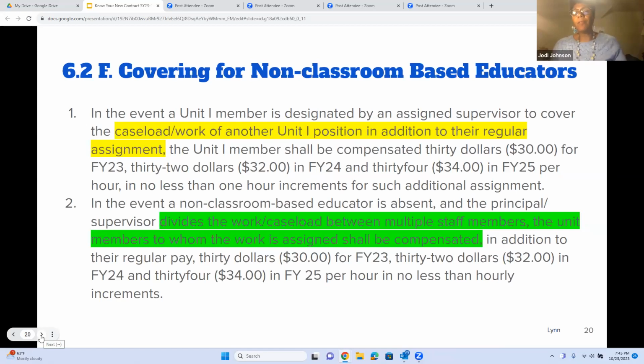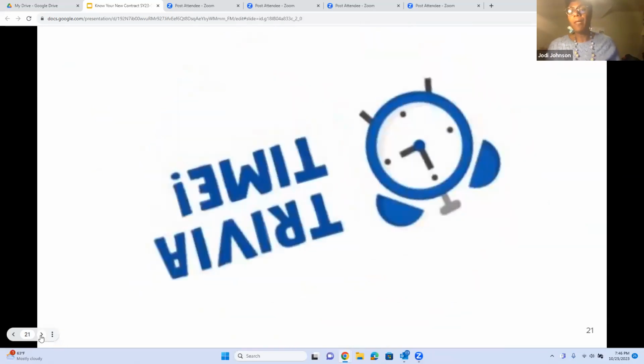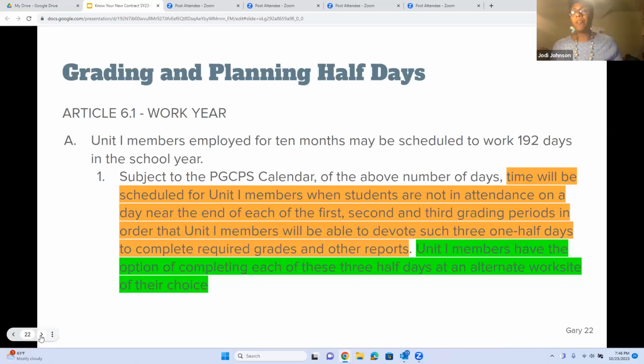Okay, and then the last one: my grade is the only grade in the building that was not put on the collaborative planning schedule, but we are still required to do the same amount of work that all the other teachers get to do. This is the 2nd year. What do I do?